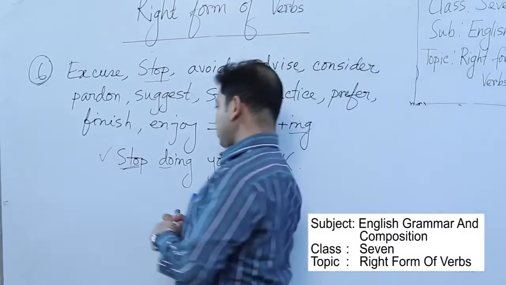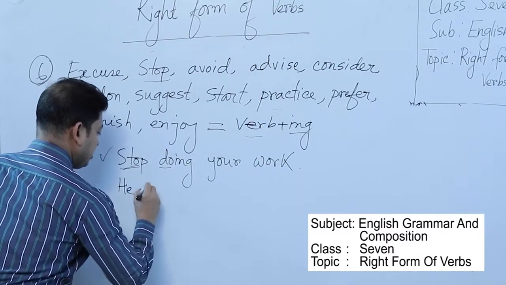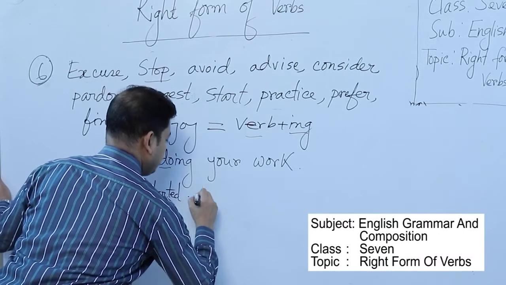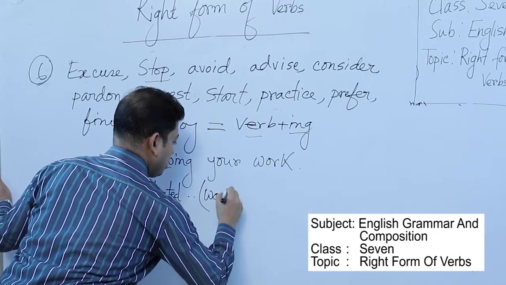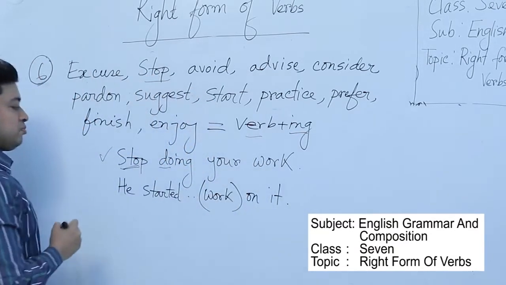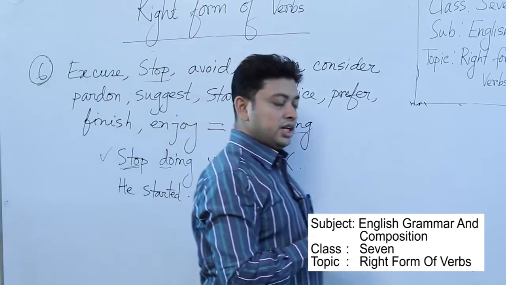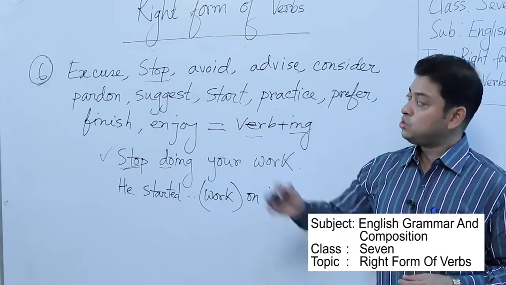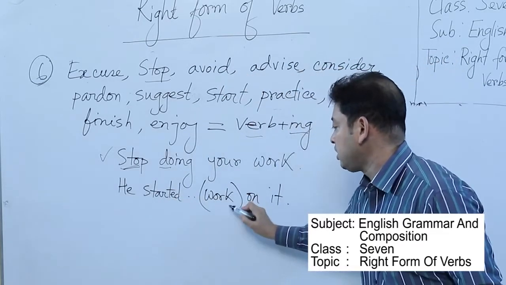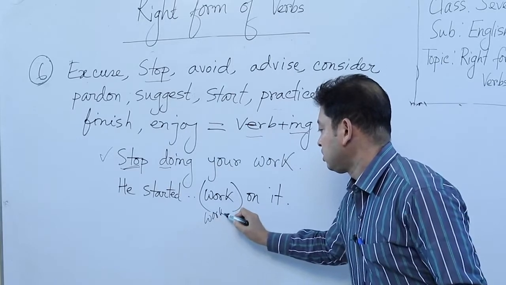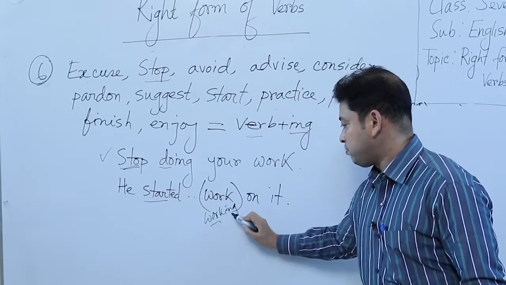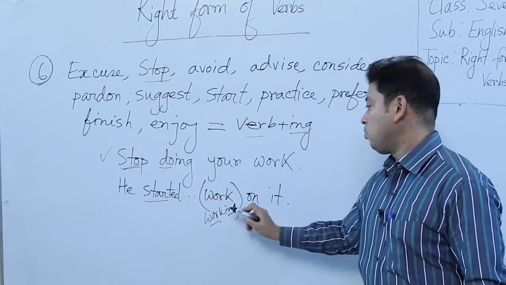Let's see another example. He started, within bracket, work on it. According to this rule, what will be the change here? Can you guess? According to this rule, the change will be he started working. If there is start, after start, verb plus ing. He started working on it.